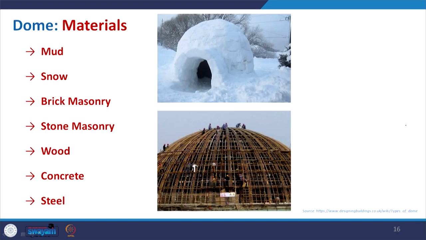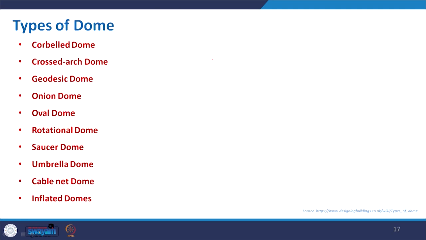Coming to the materials, as I already mentioned, it can be mud, it can be snow, brick masonry, stone masonry, wood, concrete or steel. And in this case, you can see a temporary dome being created with bamboo. So, this is how beautifully they have been creating it, and this is an igloo being formed with compressed ice blocks and then this dome being created.